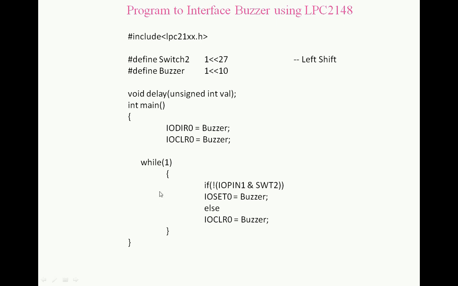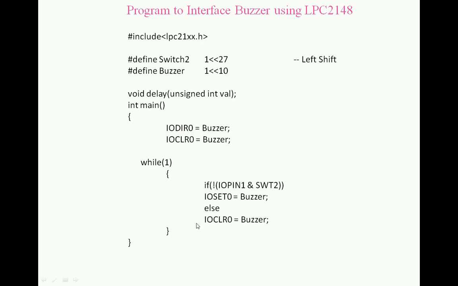Now what we are doing here, right? In the infinite loop, if IO pin 1 and SWT2, SWT2 is already defined as 1, right? And IO pin 1 is nothing but, when the switch is in off position, it is 5 volts, that is high. So when the switch is in off position, 1 and 1 means 1, not of 1 is equal to 0. So this condition is false.